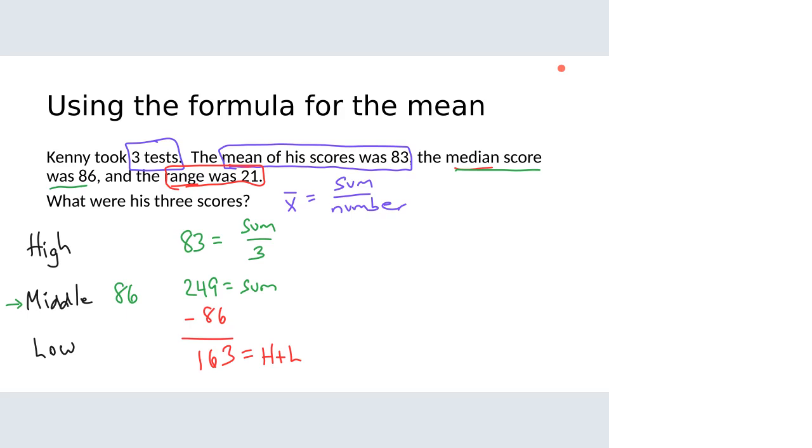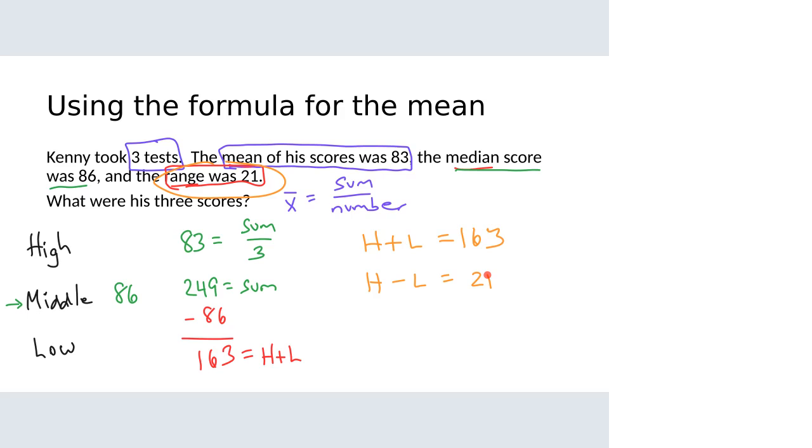What I like better than trial and error here, trial and error is okay, but what I like better than trial and error is this. If I know that the highest plus the lowest is 163, and because I know the range is 21, I know that the highest minus the lowest has to be 21.